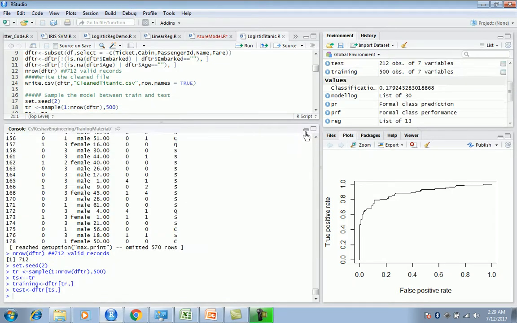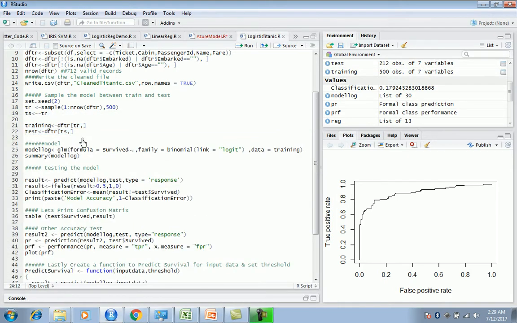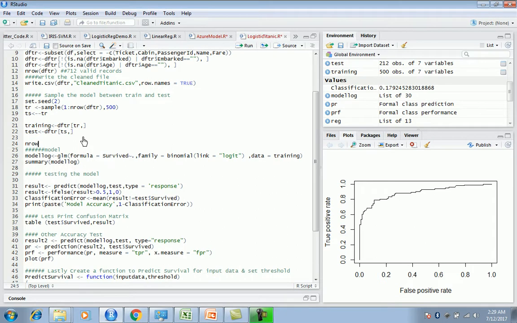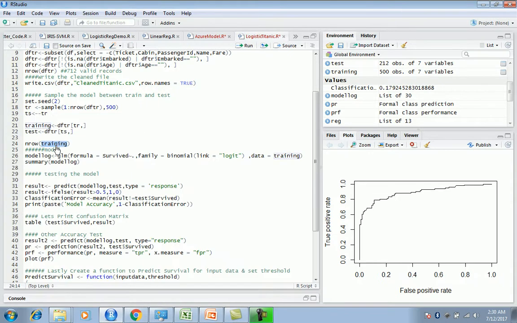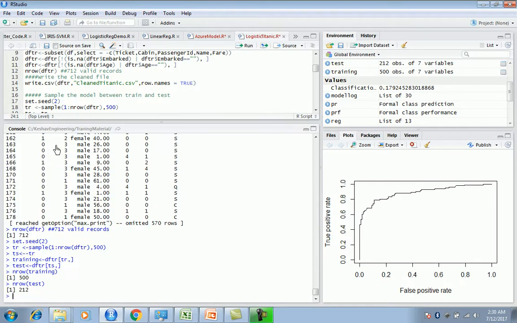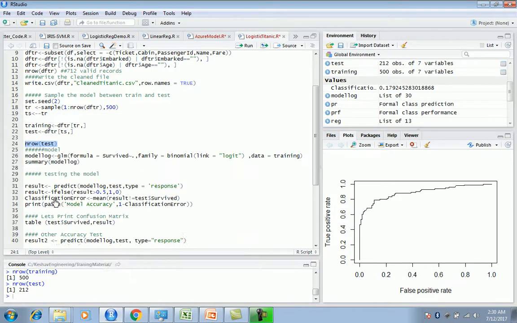Now if we quickly see the counts of our train and test data sets, we have 500 in our training and about 202 for our tests. Seems all good.